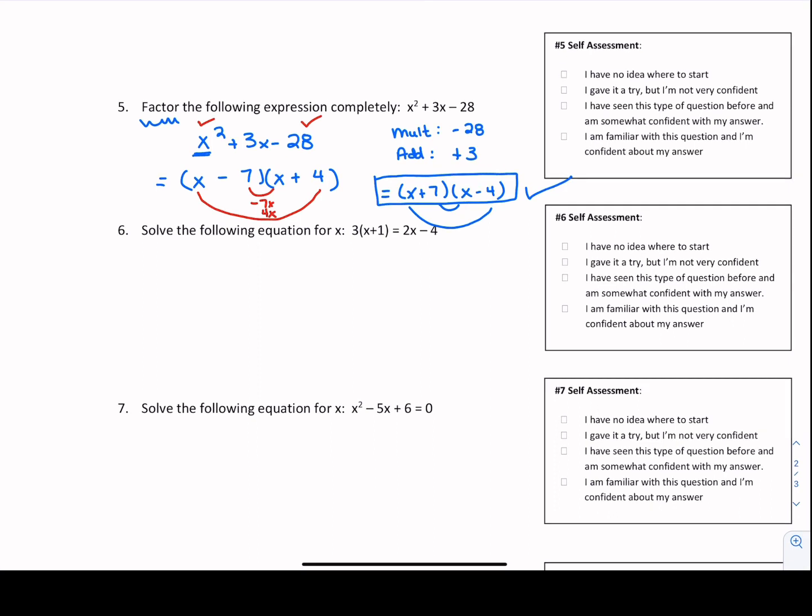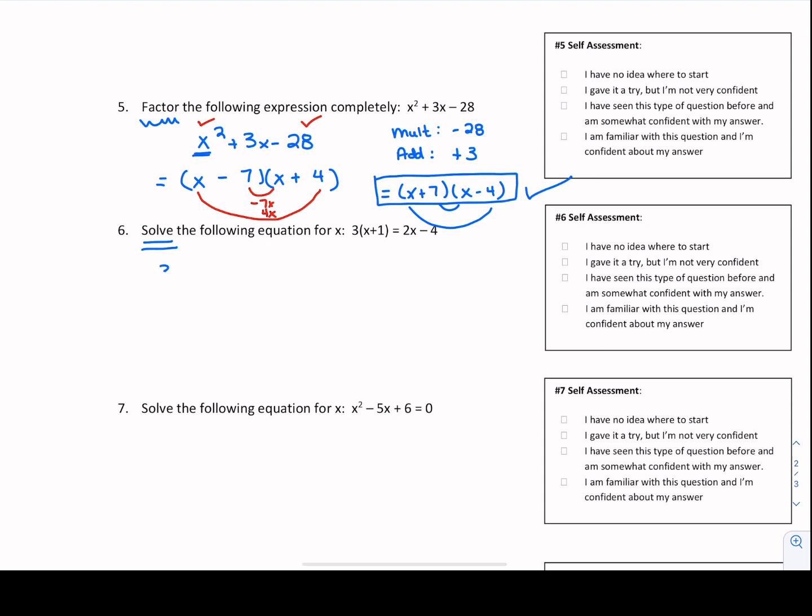The next question asks for something very different here. It says solve. We're not factoring anything. We're trying to solve this equation. So in order to solve, what that means is we're saying get x by itself. What does x equal, or what is x equivalent to?